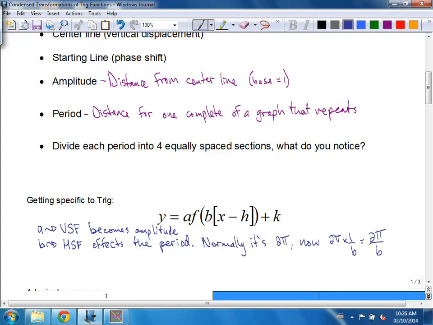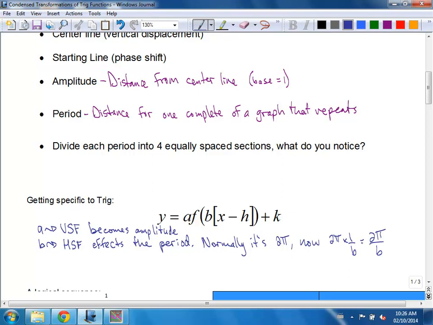So again, for speed purposes, it's nice to be able to talk specifically about trig, but if for some reason you lose your notes or you got hit with a football in gym class today and you forgot everything about trig, you should still be able to recoup some of this from transformations.